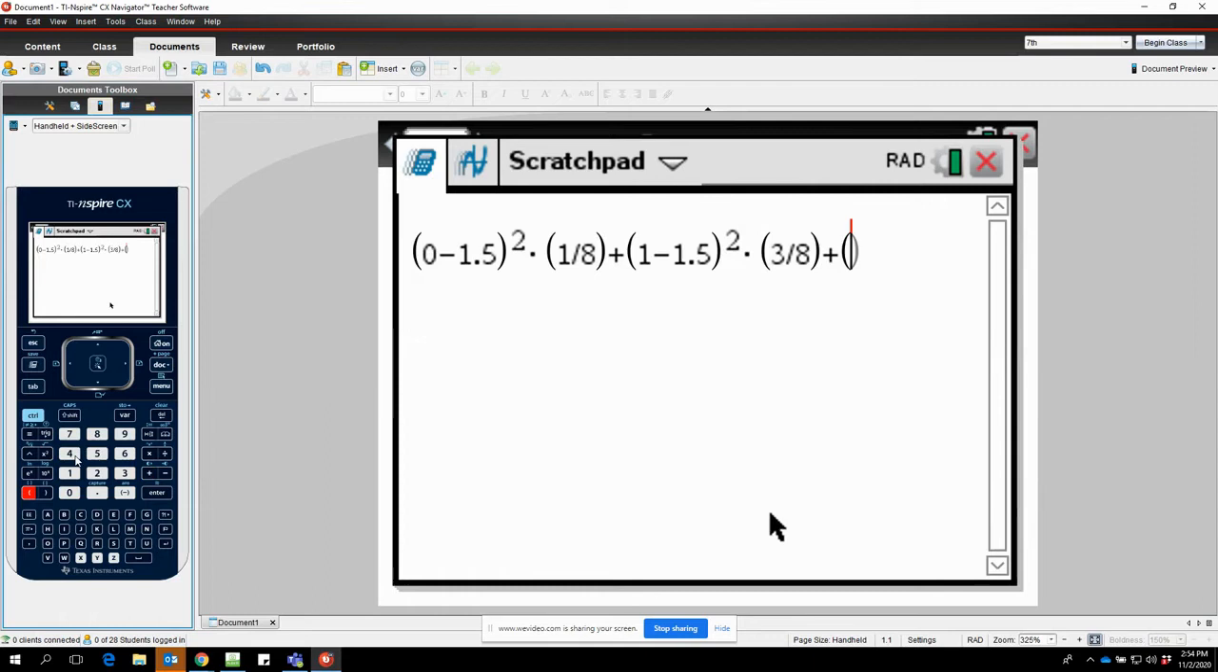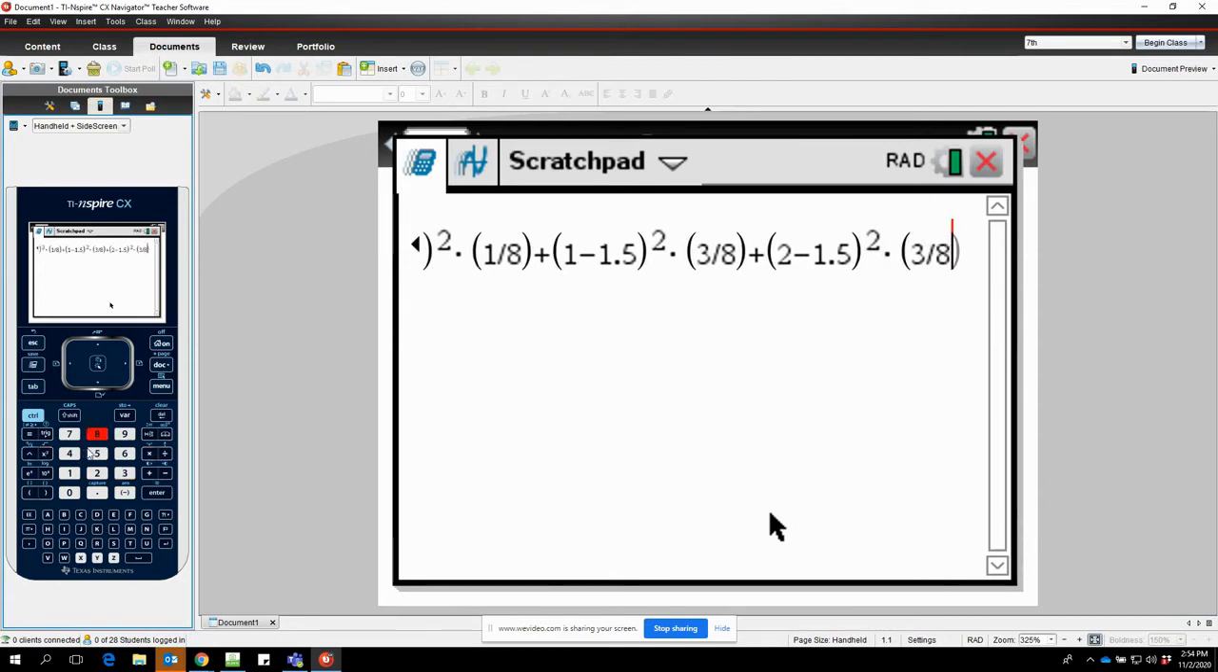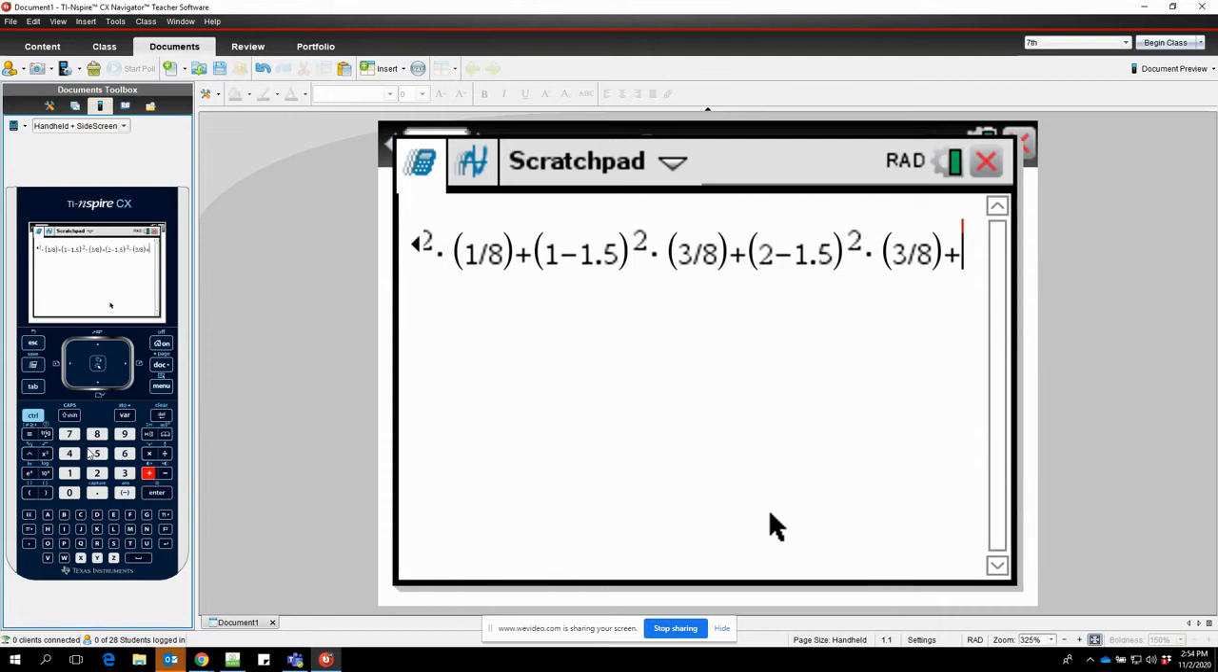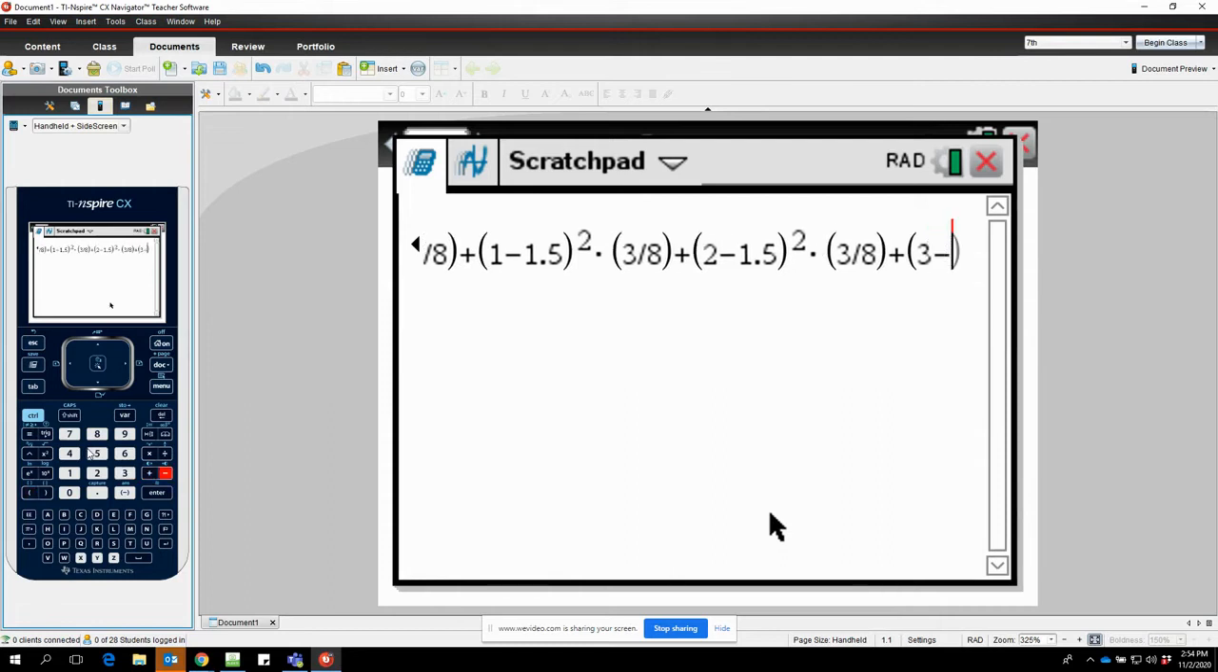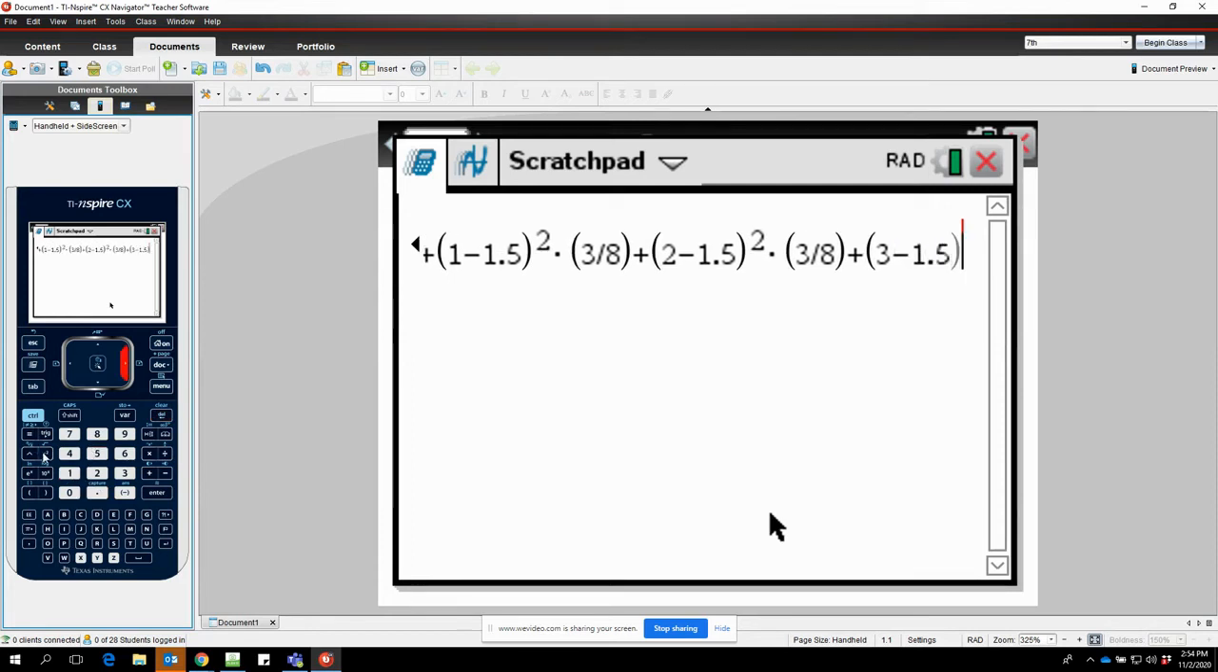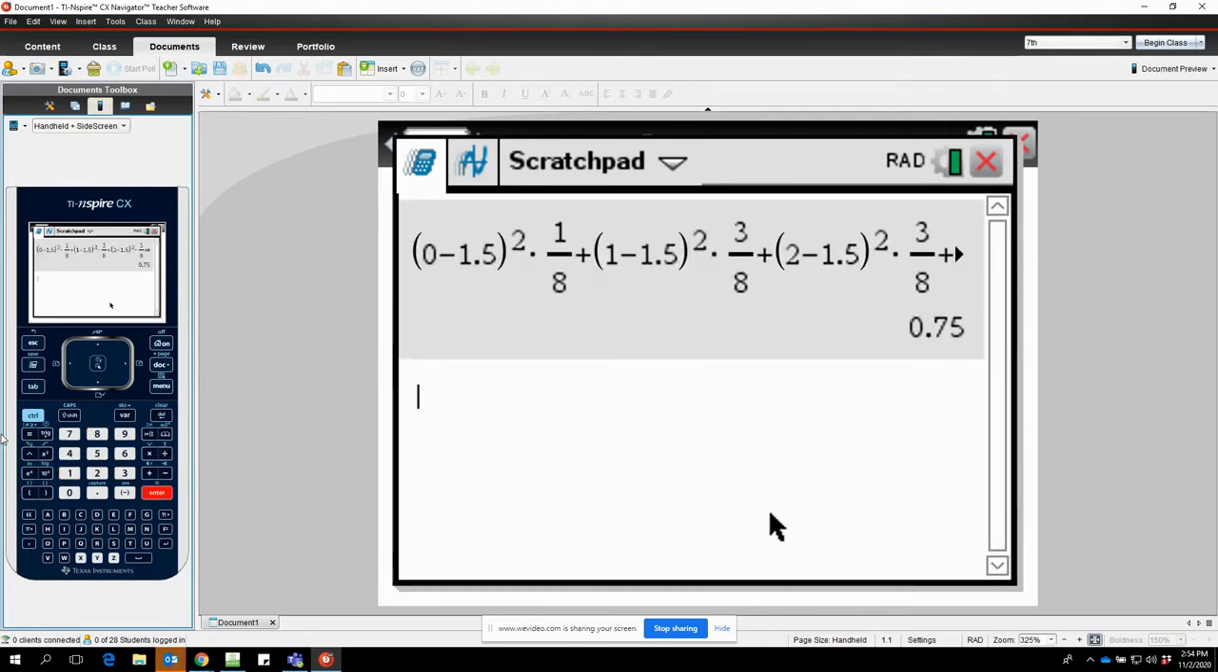plus the next x value was 2 minus 1.5 squared times 3/8, and then the last x value was 3 minus 1.5 squared times 1/8 again. And that's the variance, and then you're supposed to take the square root of that to get the standard deviation.